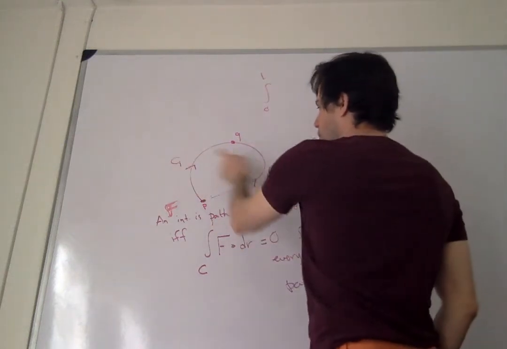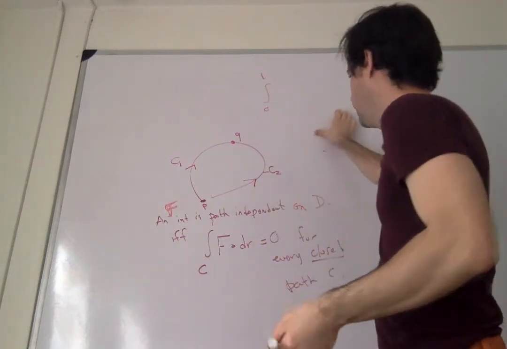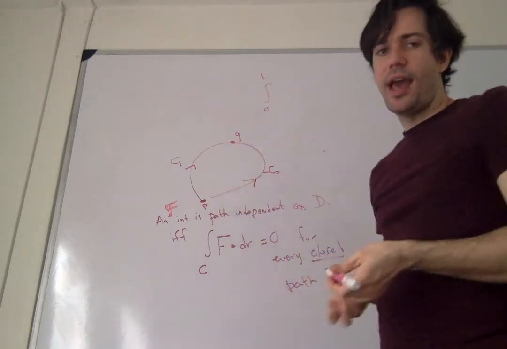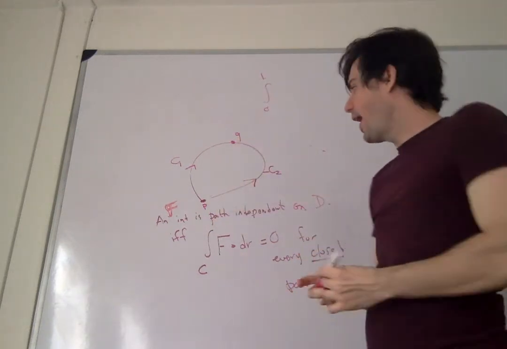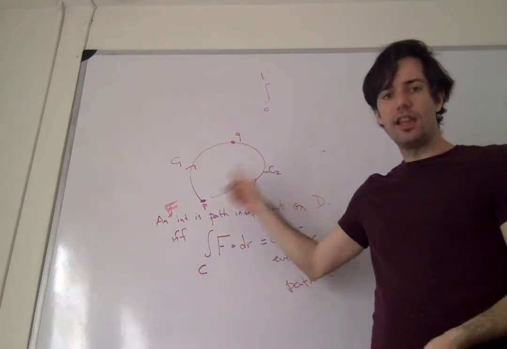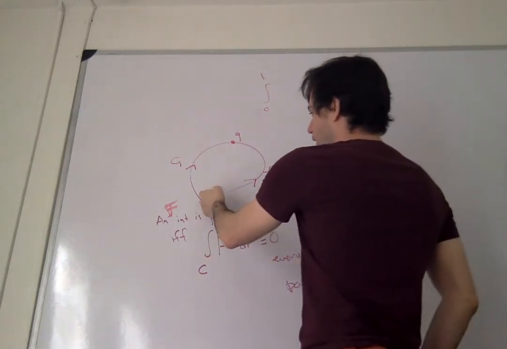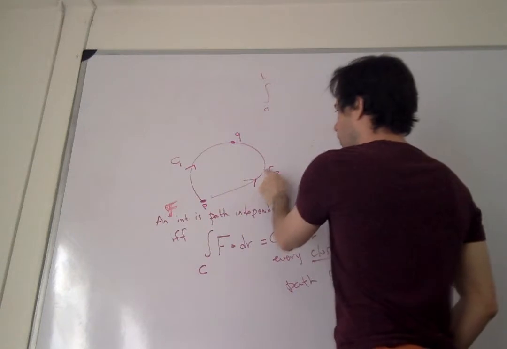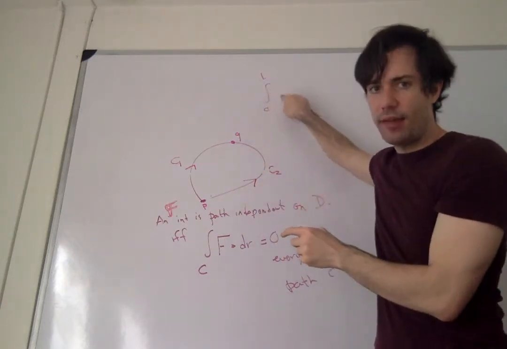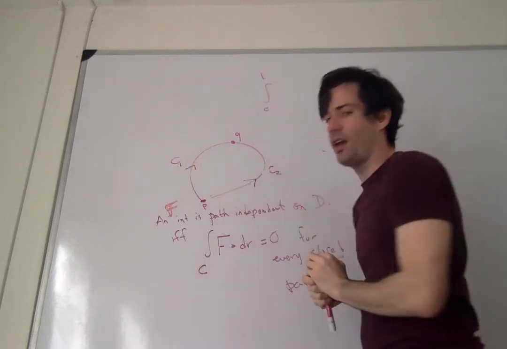Okay, so what about C1 and negative C2? What can you say about them? Well, they have the same starting point and they have the same end point. And because they have the same starting and end point and we have path independence, it must be that they are equal. But if they're equal, then when I flip it back, I'm negating the whole integral by that fact up here. But if I'm negating it, that means it's the opposite of that.